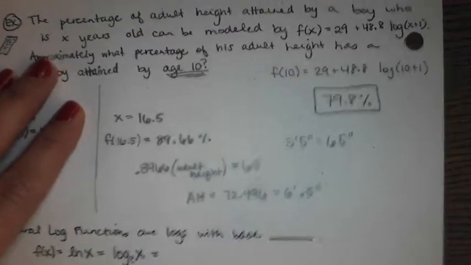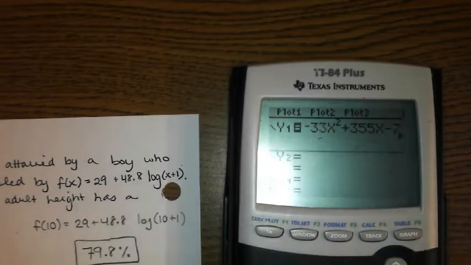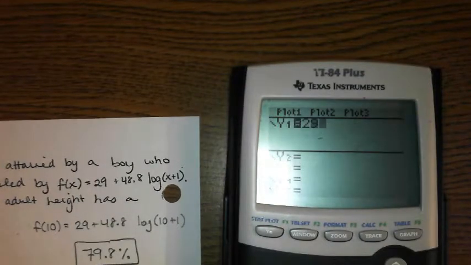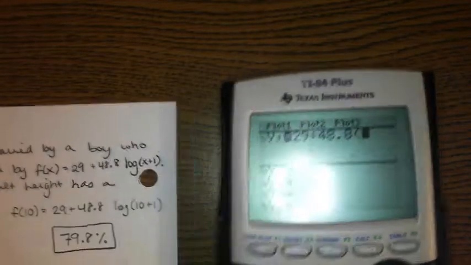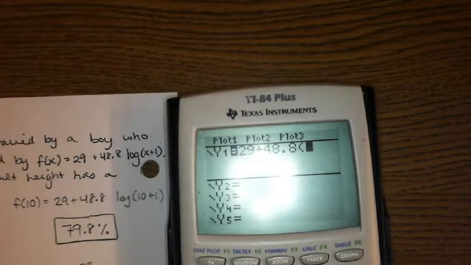So we don't believe it. But I think if I graph this, 29 plus 48.8, my mom told me you're supposed to double a kid's height at 2, and that gives you a good approximation of their adult height.